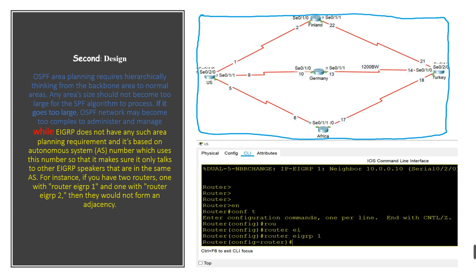For example, assuming in this picture, as you can see, in order for the US router to become a neighbor to the German router, they both should have the same AS number. As you can see here in global configuration, when you want to join a router to EIGRP, you just use the command router eigrp, and then this AS number should be the same on all routers in that entire network in order to make them neighbors of each other.